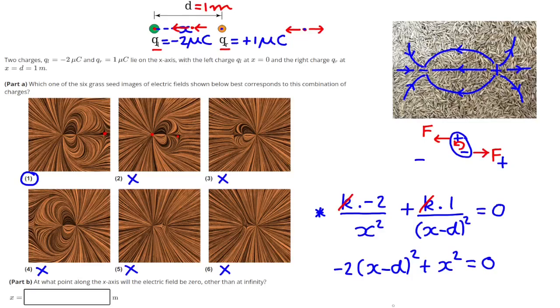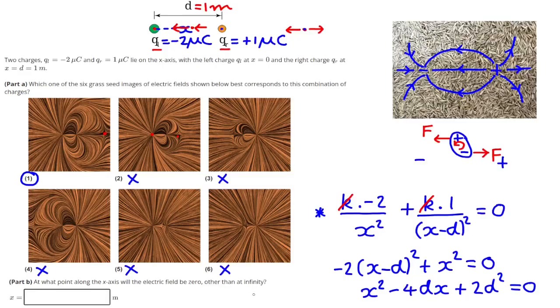So that gives minus 2x squared plus x squared is minus x squared, which we'll take to the other side of the equation. And minus 2 times minus 2dx is positive 4dx. So I have minus 4dx on the other side of the equation. And minus 2 times d squared is minus 2d squared. So we have plus 2d squared on the other side. And that's equal to 0.